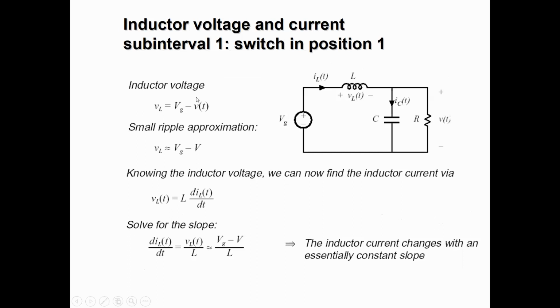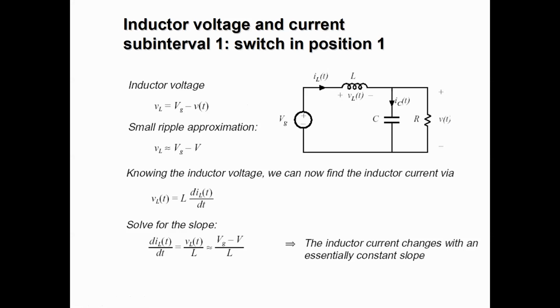Here the input voltage is DC, but the output voltage consists of some ripples, so it is still not pure DC. So we can apply the small ripple approximation. When we apply the small ripple approximation, this equation becomes vL is approximately equal to Vg minus V. So what is V? V is the output, which is now pure DC.